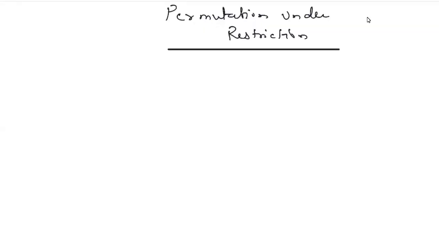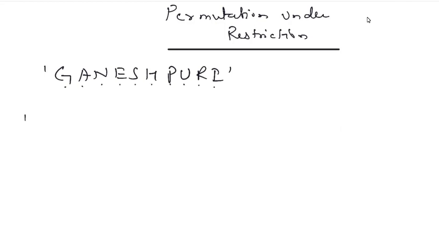Permutation under restrictions. Like Ganesh Puri: 1, 2, 3, 4, 5, 6, 7, 8, 9, 10. It is a 10-letter word, right? Now, with restrictions, we have to go like first, start with G, and we have to use all the 10 letters.